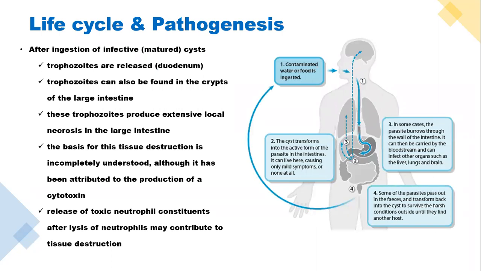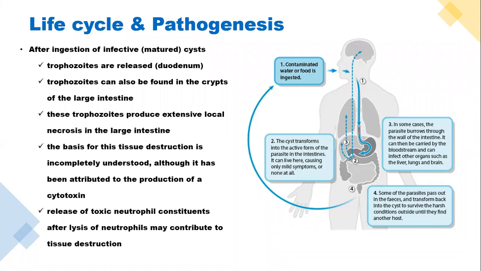The life cycle is direct because you have only one human host involved. The trophozoites are released from the cyst in the duodenum, and these trophozoites at times could be found in the crypt of the large intestine. So this organism behaves like it's anaerobic, because in the crypt, the oxygen tension is relatively low.